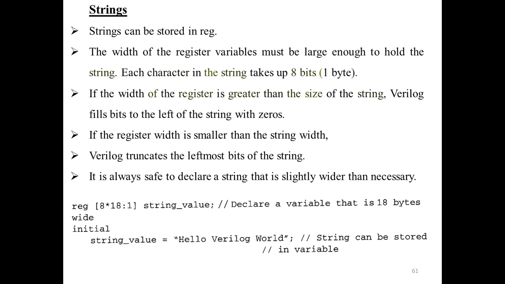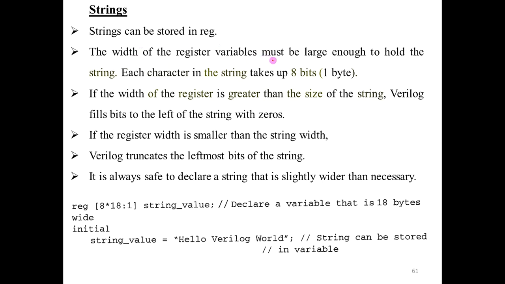Okay, that's the meaning of parameter. Next comes strings. A string is an array of characters that you have been learning since your first year, that is C language. A string can be stored in a register, so you can declare strings using a register itself.